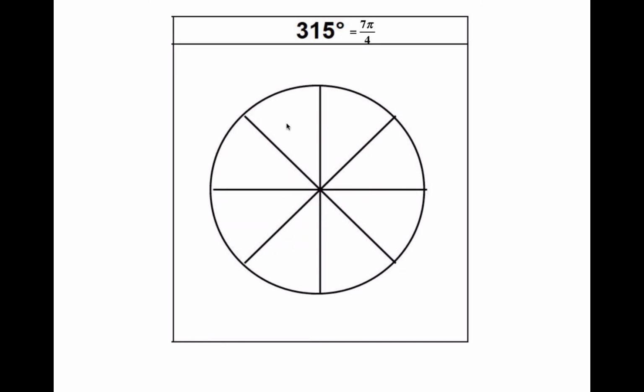7 pi over 4, notice as a mixed number, 4 goes into 7 once with 3 left over. So it's 1 3/4 pi. Almost 2 pi, almost all the way around the circle. Adjacent is 1, opposite is negative 1.